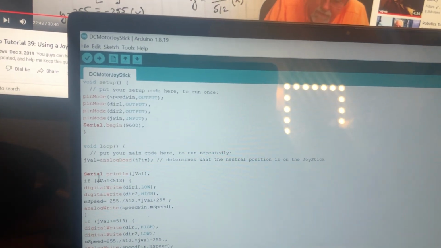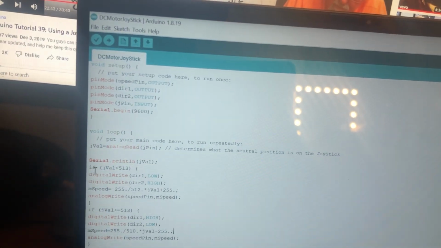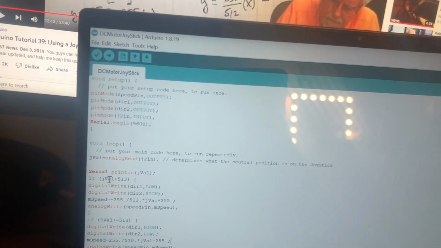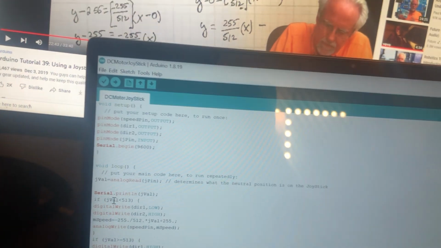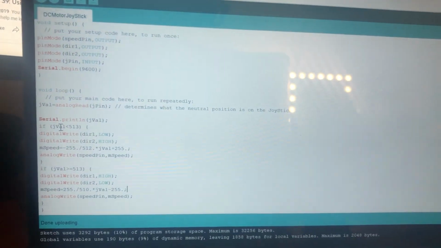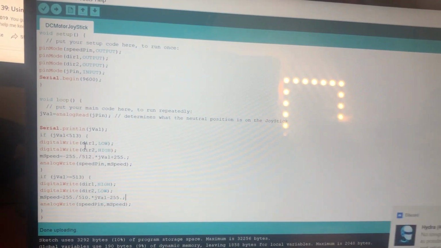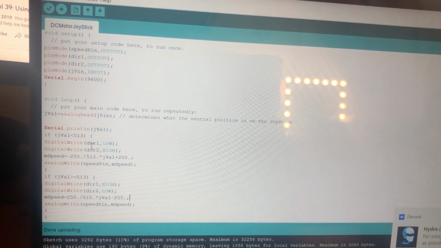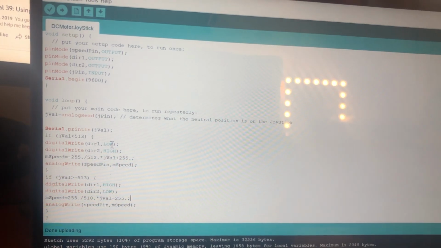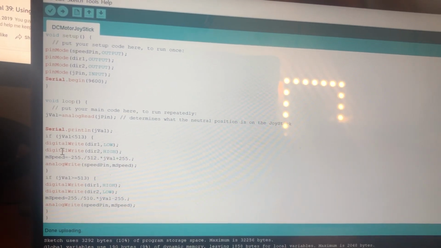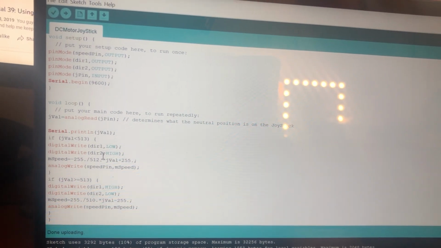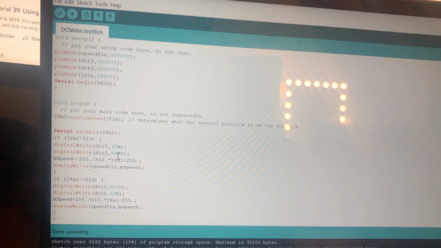So what else do we have? We start with an if statement here. When our J value is below 513, which is our neutral value, we are going to be going backwards. So our direction 1 is going to be set to low, which is basically off, digital write off, and digital write direction 2 is going to be set to high. This is going to set it backwards.